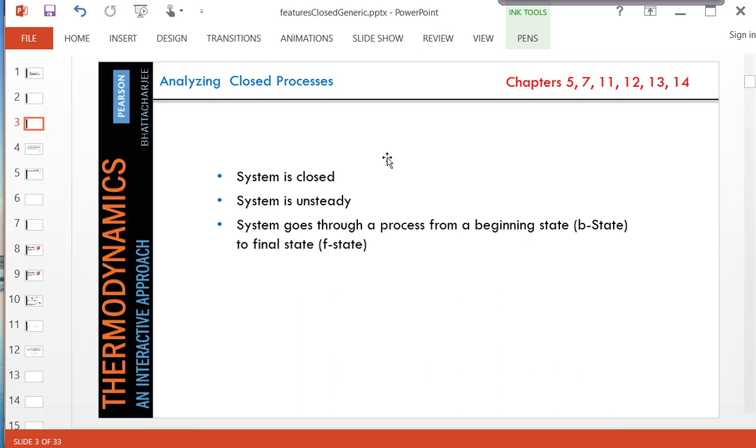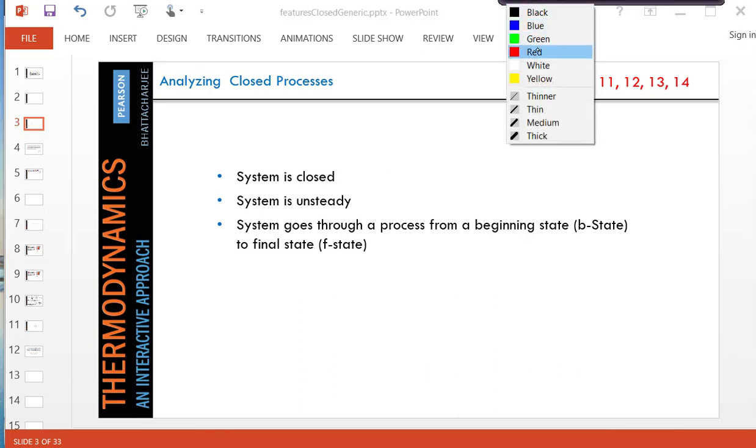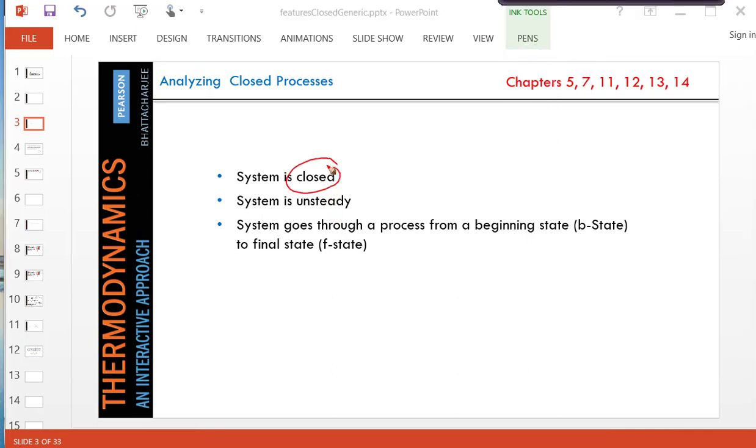A system is closed and it is unsteady. Also, an important assumption is that it goes from a beginning state to a final state. In other words, you can integrate all the equations and simplify them into algebraic equations. Closed processes are covered in chapter 5. The foundation is laid out in chapter 5, and all the other chapters have different kinds of applications: 7, 11, 12, 13, and 14 of closed processes.